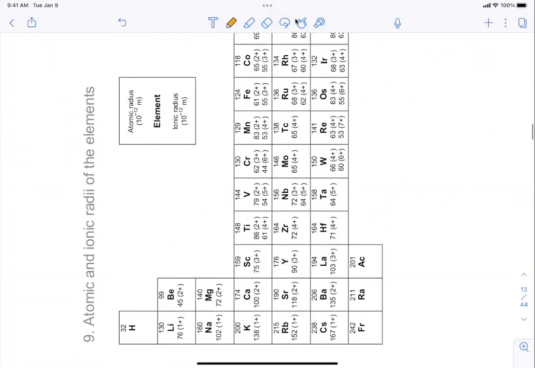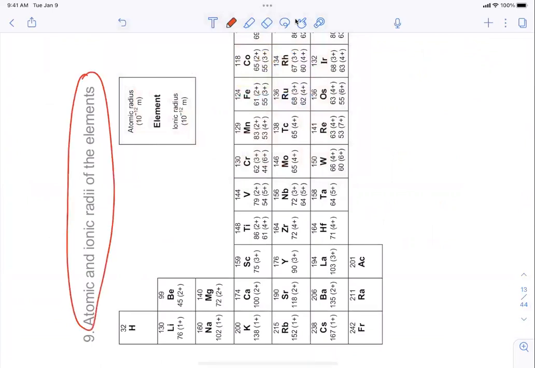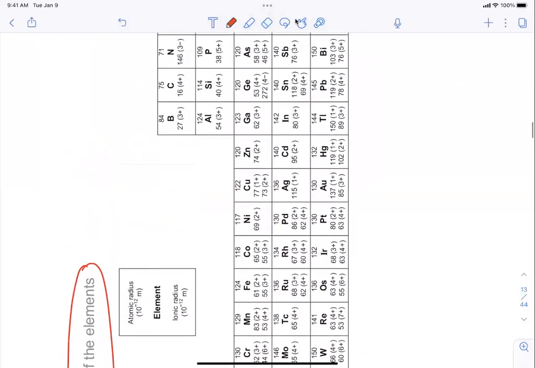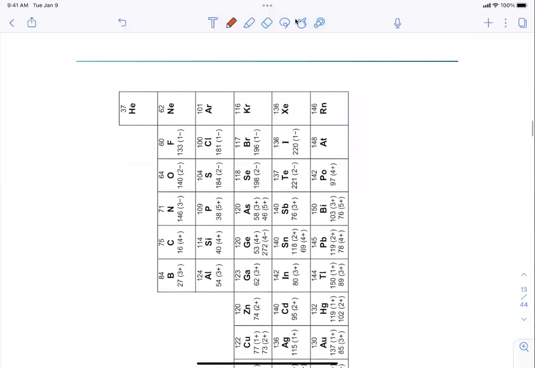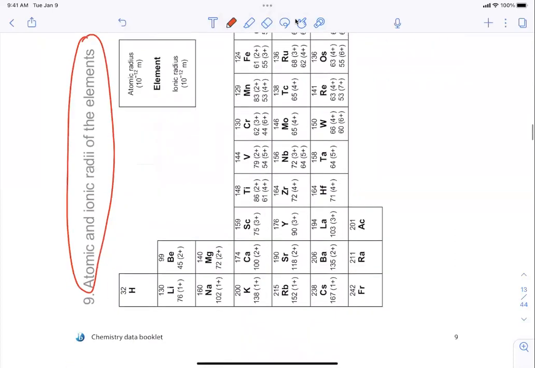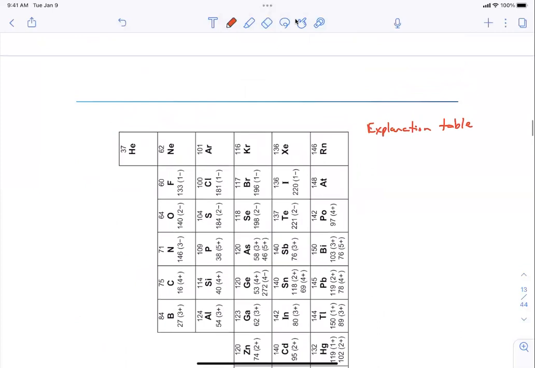Okay, the last table is atomic and ionic radii of the elements. Now this is not a calculation periodic table. This is not when you have to use these values to calculate. This is an explanation table. So the IB will say, looking at table 9, explain why this ion is larger than this ion or this ion is smaller than this ion using the values.